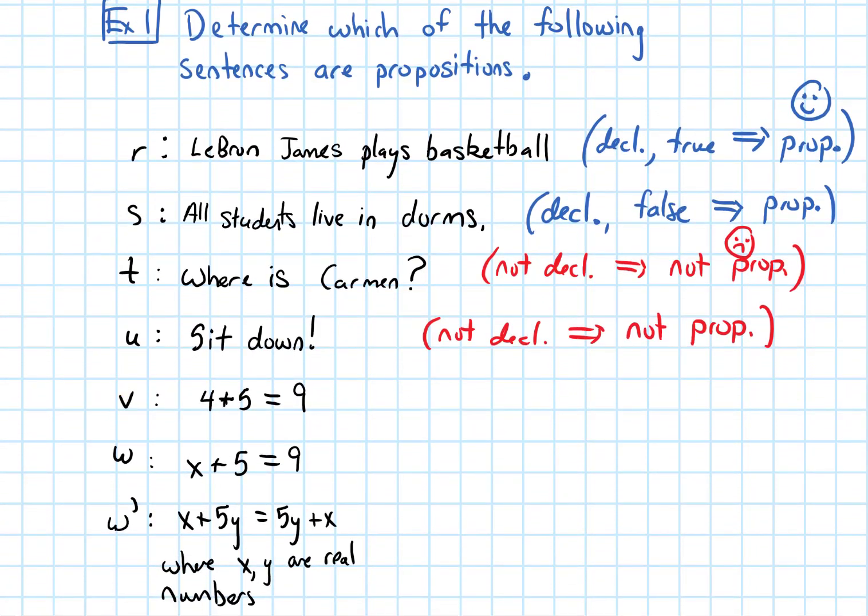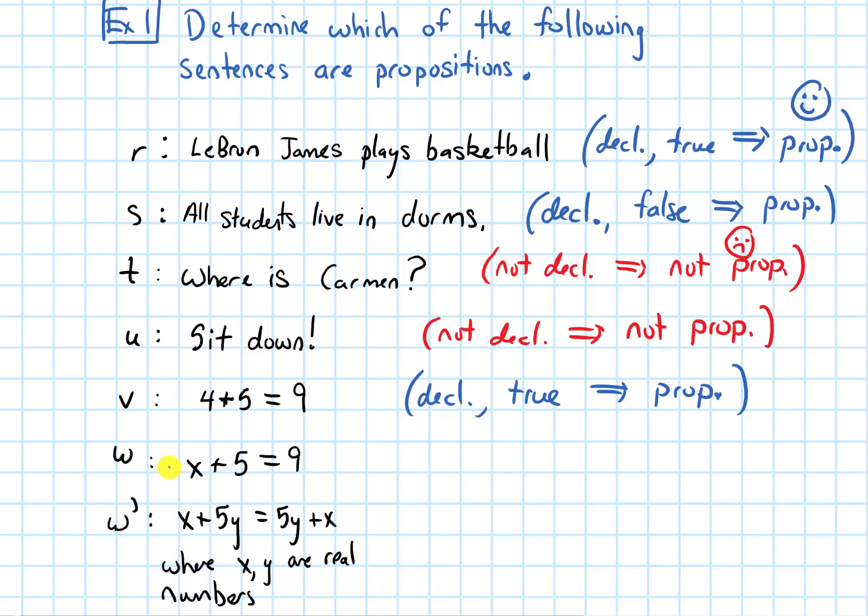Sentence V says 4 plus 5 equals 9. This sentence is declaring some fact. It's saying 4 plus 5 is equal to 9. That happens to be a true statement, and that means this is a proposition. It is a declarative fact and it has an underlying truth value, either true or false, but not both.